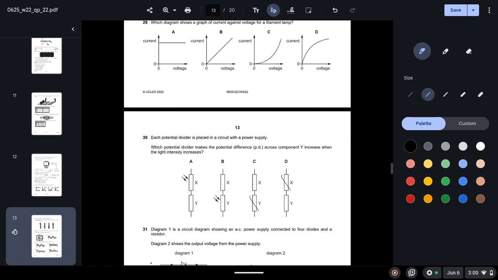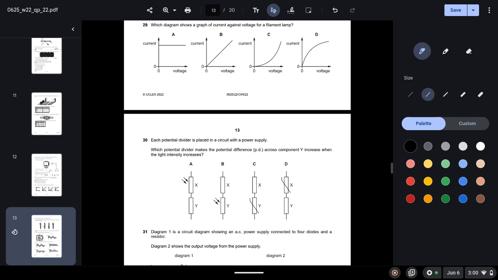Which diagram shows a graph of current against voltage for a filament lamp? So remember, in a filament lamp, when the current increases, there is also an increase in temperature, which causes the resistance of the filament to increase. So as the resistance increases, the current will slowly decrease. Initially it will increase, but then as the current becomes larger, the resistance increases due to the temperature, and the current then becomes smaller. So you can see this behavior in option D.